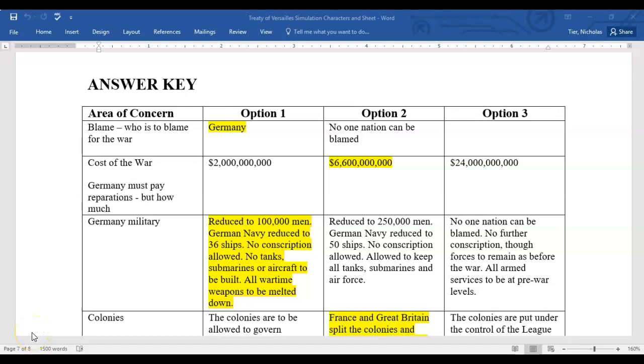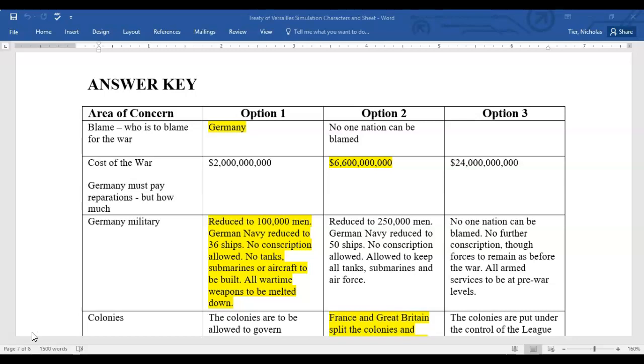All right, class. So on Friday, we talked about the Treaty of Versailles. We did our simulation where we had characters and we tried to negotiate a treaty that the Allied powers were going to offer up to Germany since Germany asked for peace.